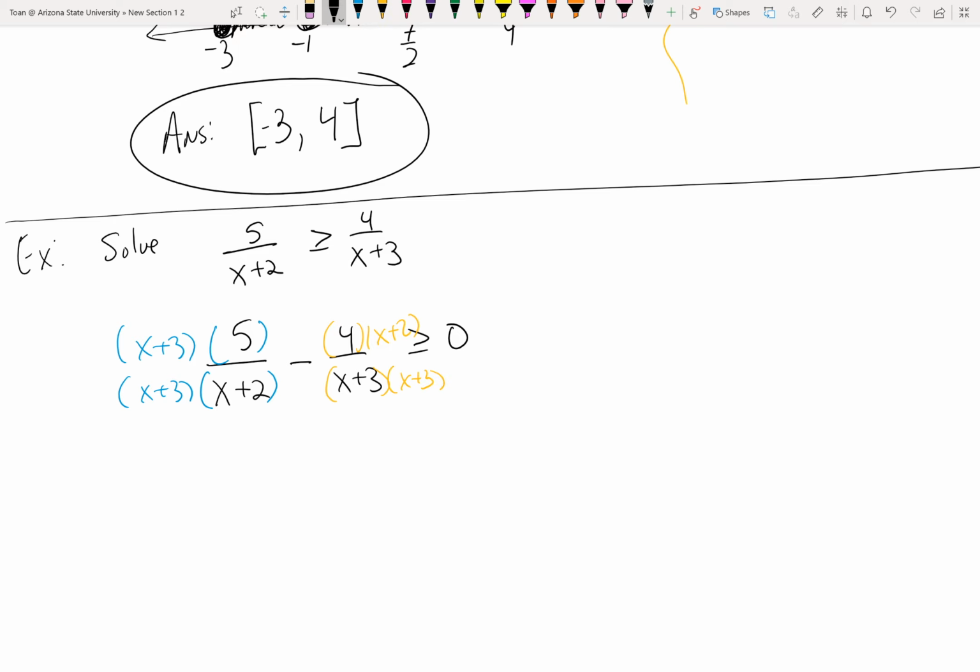Here's a little tip to you. Do not distribute out the denominator. Leave the denominator in factored form. So I'm going to distribute the numerator here.